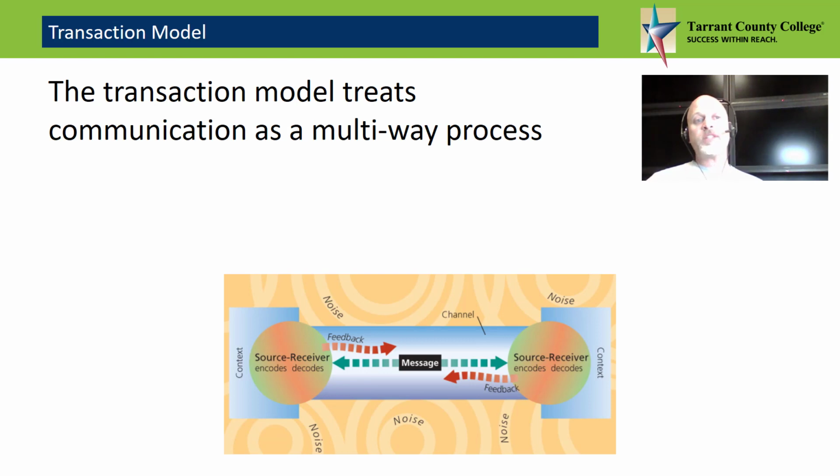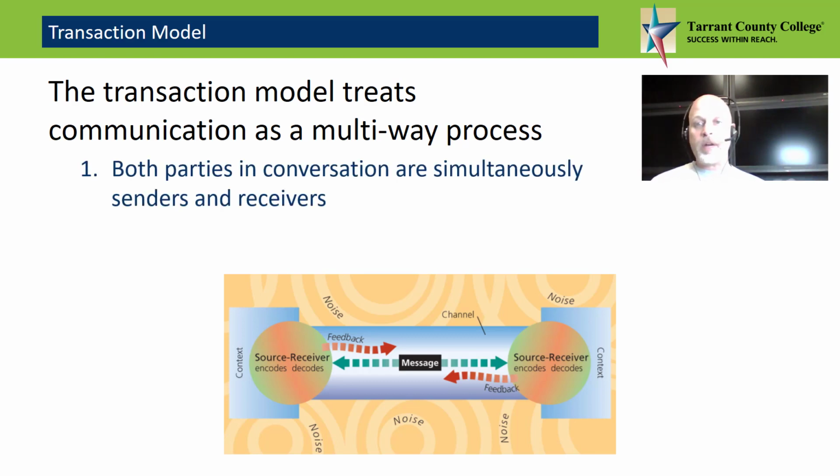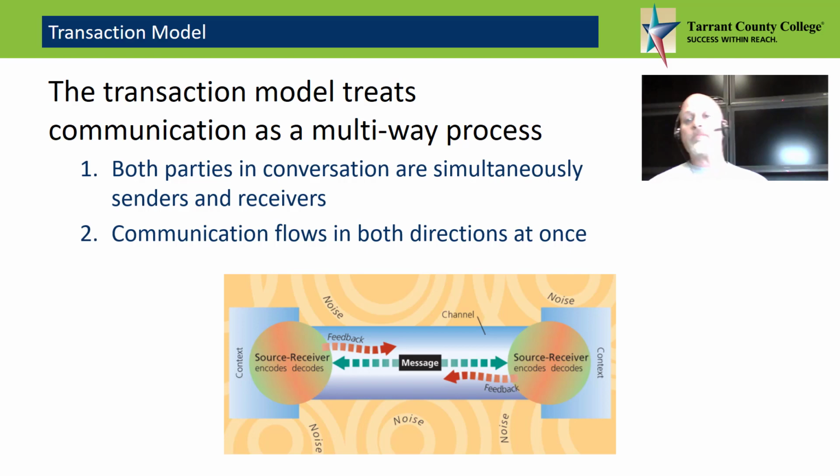And then finally, the transaction model. Unlike the action and interaction models, the transaction model of communication illustrated here doesn't distinguish between the role of sender and receiver. Instead, both parties are maintained in the conversation. They're simultaneously the source of the message, and they're simultaneously receiving the message. So they're playing both roles. In addition, it argues that the conversation flows in both directions at the same time, and this model recognizes that both people in a conversation are simultaneously senders as well as receivers.